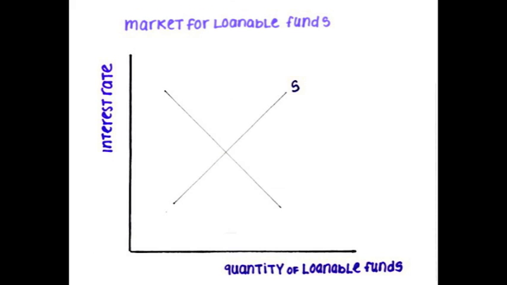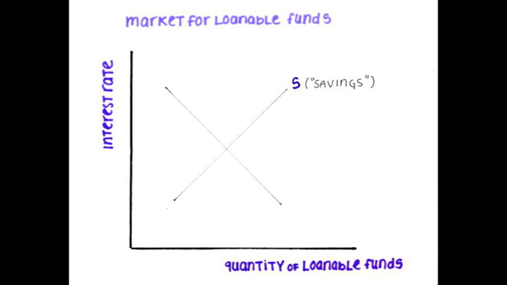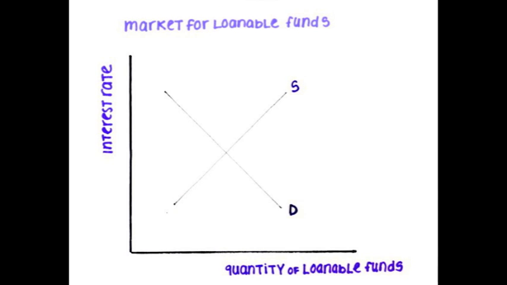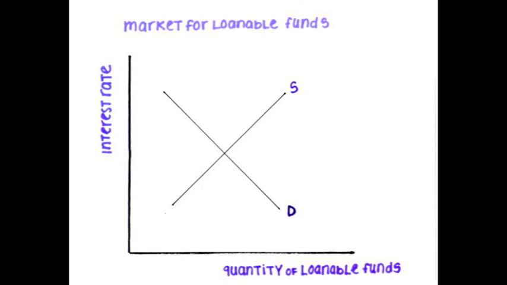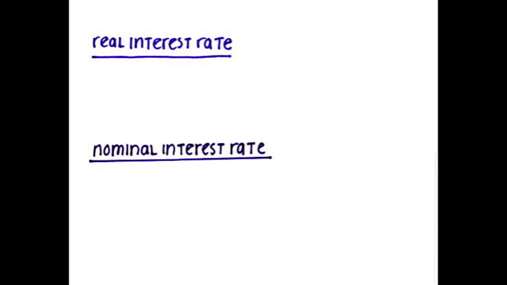The upward sloping line is the supply of loanable funds. Think of this line as savings. The downward sloping line is the demand of loanable funds. The intersection of the two lines is the equilibrium interest rate, when loanable funds demanded is equal to loanable funds supplied. In this graph, we can measure real and nominal interest rates.